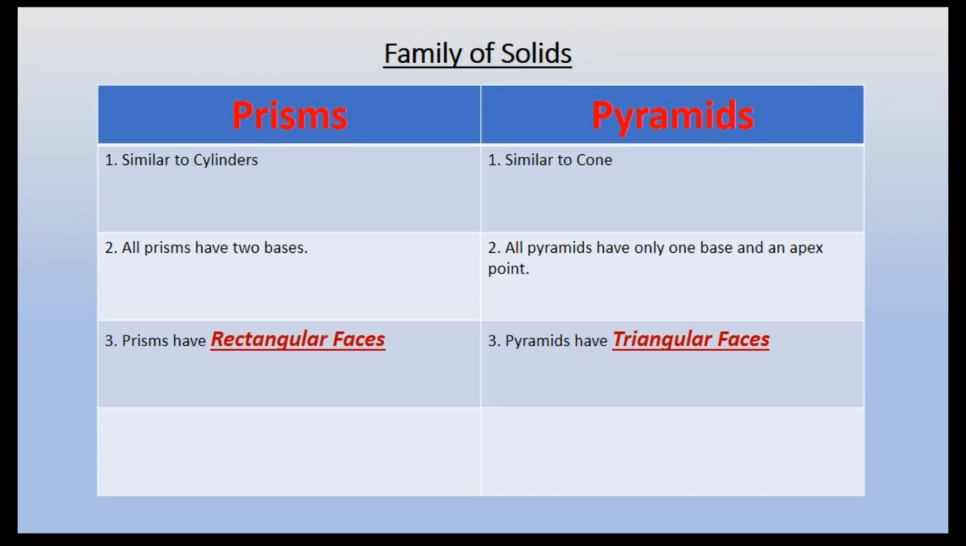So this is the summary of prisms and pyramids. You can take out the differences. All prisms are similar to cylinders, and all pyramids are similar to cone. All prisms will have 2 bases. All pyramids will have only one base and an apex point. Prisms will have rectangular faces, and pyramids will have triangular faces.